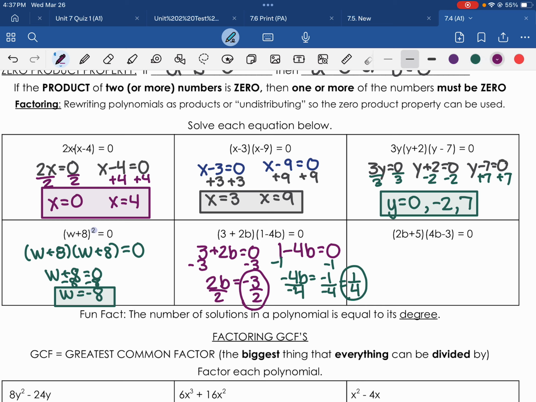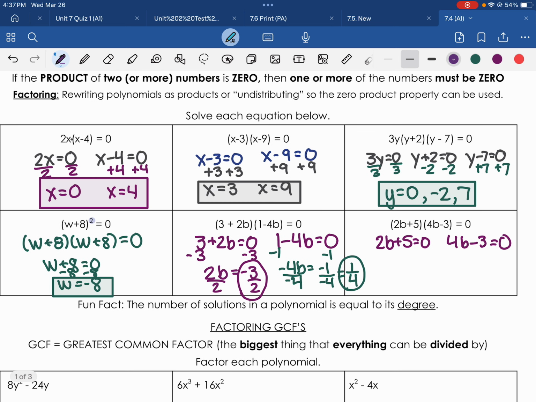All right, one more before we move on to the next topic. 2b plus 5 equals 0, and 4b minus 3 equals 0. You're just setting each factor equal to 0. A factor is either a thing inside the parentheses or a thing in front that doesn't have a plus or minus, like 2x or 3y. On the left side, I would subtract the 5, and I'm just going to go ahead and write 2b equals negative 5. And then I would divide by 2. Can't divide 5 by 2, so negative 5 halves is my answer.